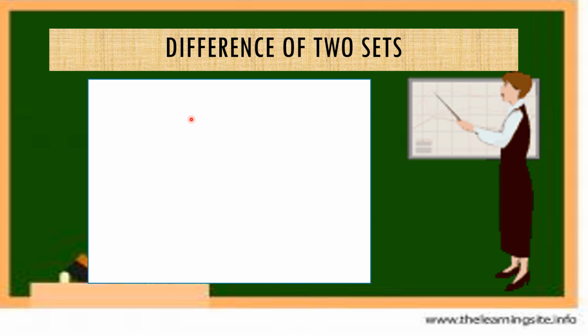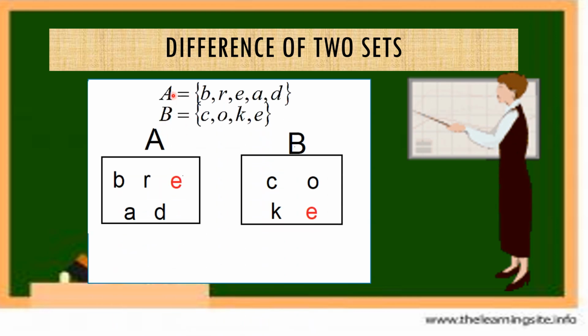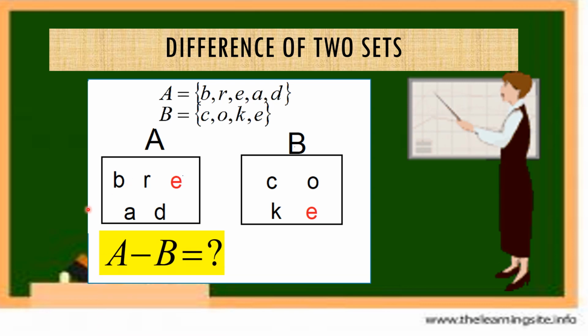So we need to find the difference of set A, whose elements are B, R, E, A, and D. Set B is a set whose elements are C, O, K, and A. What is common to set A and set B? That is letter E. If we find A minus B, what are the elements in A that are not in B? So our answer is B, R, A, and D.